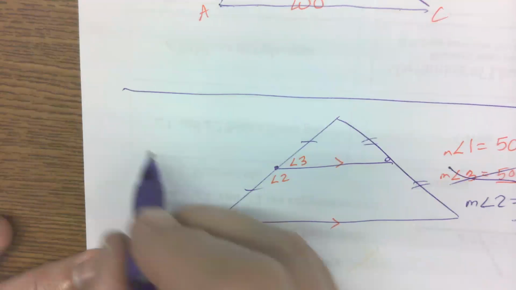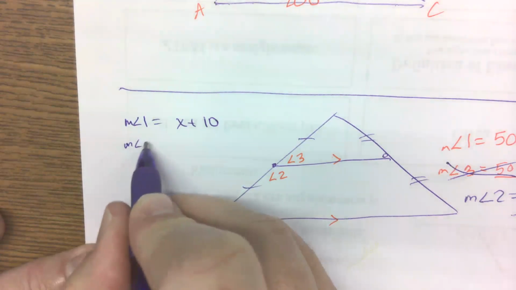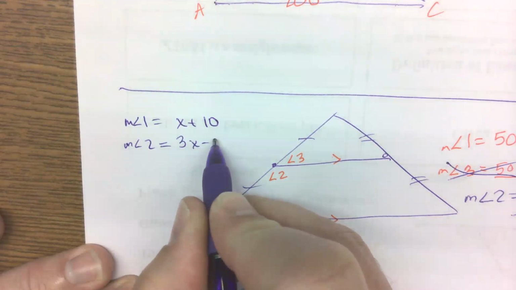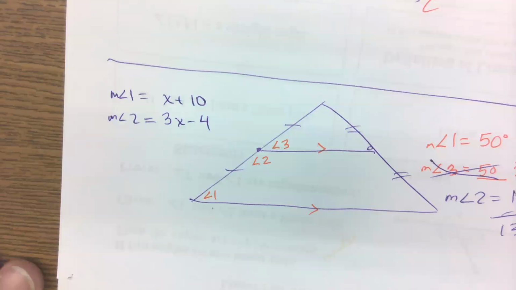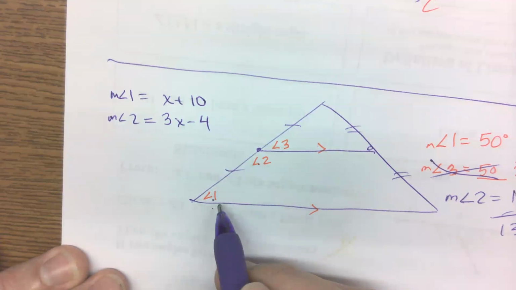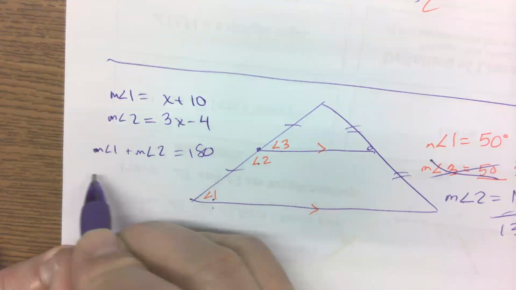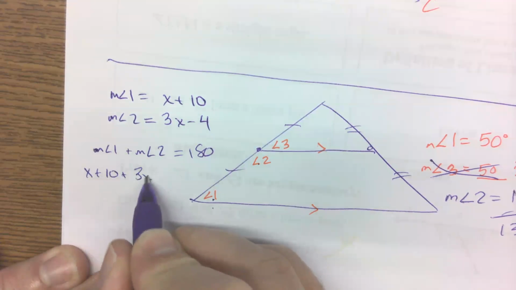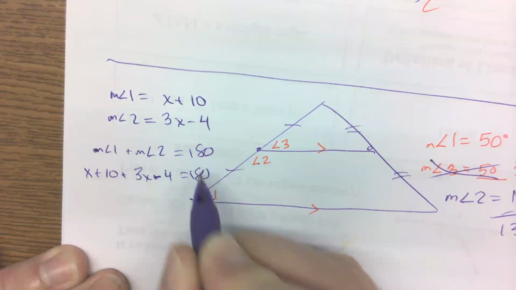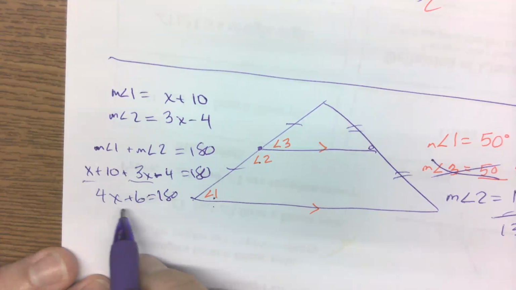So for example, let's say that I know that the measure of angle 1 is equal to x plus 10. And I know that the measure of angle 2 is equal to 3x minus 4. How would I solve for x? x plus 10 plus 3x minus 4 equals 180. Good. You'd recognize that 1 and 2 form that same side interior pair. So the measure of angle 1 plus the measure of angle 2 should equal 180. So I can plug these in. And then I can solve. Combine like terms, subtract.